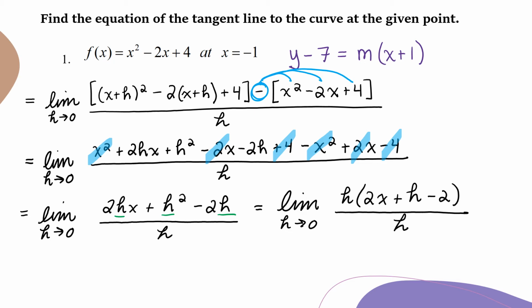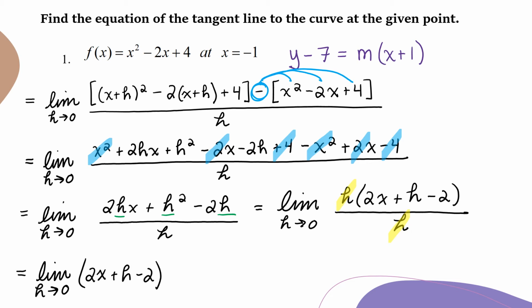And now we have h's that divide out in our numerator and denominator. And I can divide them out using different colors. Oop, that's a little difficult to see. We'll divide out with yellow this time. Which leaves us with the limit as h approaches 0 of 2x plus h minus 2.